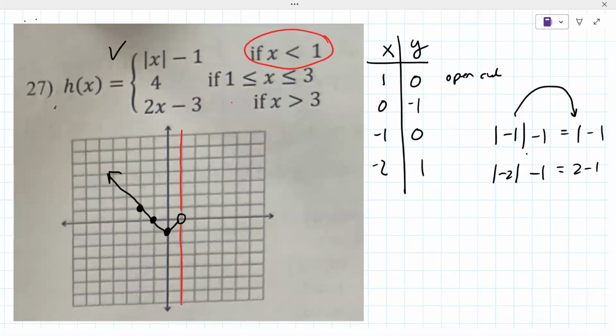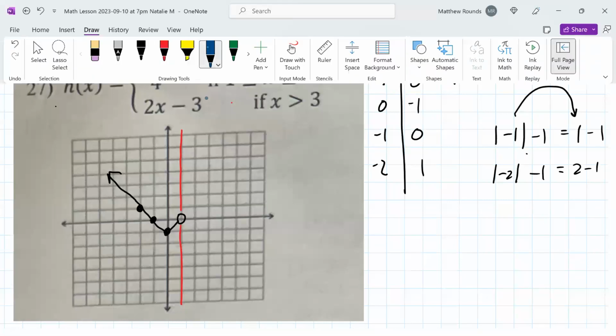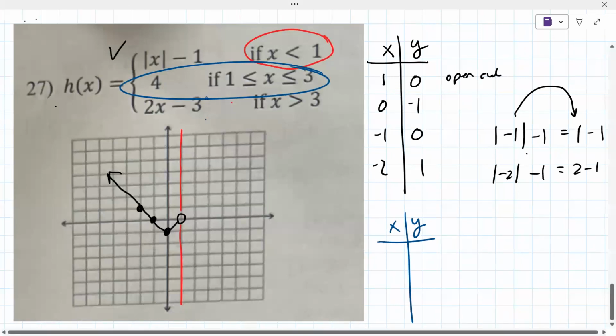Is that somewhat okay? Yeah. All right, now we go to the next piece. The next piece here, do it in blue. The next piece here, again, make a table. X and Y, make a table.